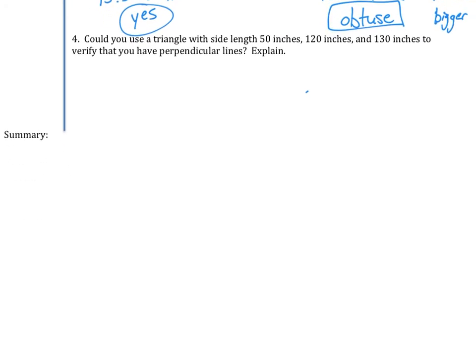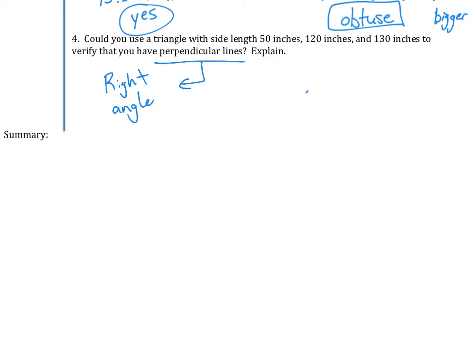And then number 4 says, can you use a triangle with side lengths of 50 inches, 120 inches, and 130 inches to form a triangle? Could you use a triangle with side lengths 50, 120, and 130 to verify that you have perpendicular lines? Explain. So this adds one extra little concept. Perpendicular lines would mean it's a right angle. So basically, could we use those three side lengths to form a right triangle?